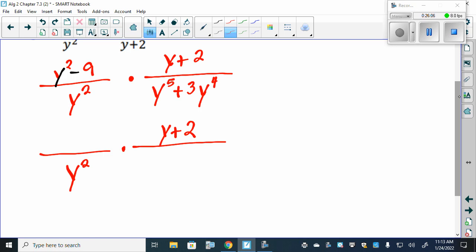Which one do we want to factor next? The y squared minus 9. And this one here is a difference of perfect squares, so it would factor to y plus 3 and y minus 3.